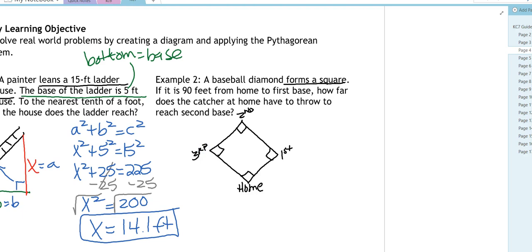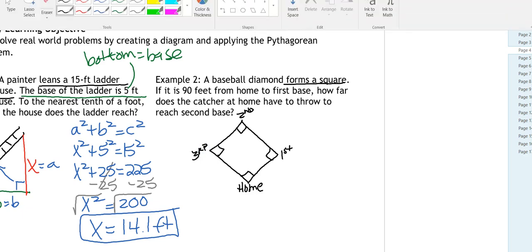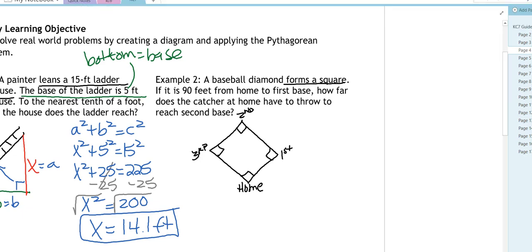It tells us that it's 90 feet from home to first base. So that would be home to first base. This is 90. And since they also told us that this is a square, you remember that a square has the same length on all sides. So that's 90. This is also 90. And this is also 90. And this is also 90. Right? It's a square.